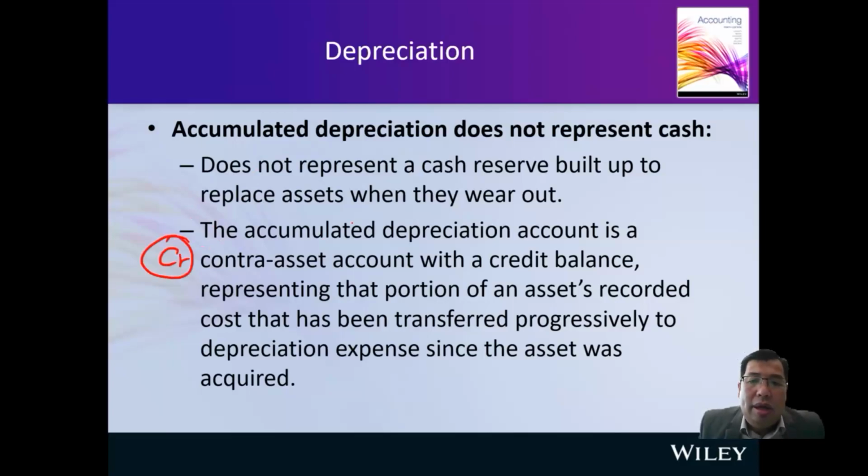Why? Because asset is a debit account. So contra means minus: an asset account with a credit balance representing that portion of the asset's recorded cost that has been transferred progressively to depreciation expense since the asset was acquired. So this is what is meant by accumulated depreciation.